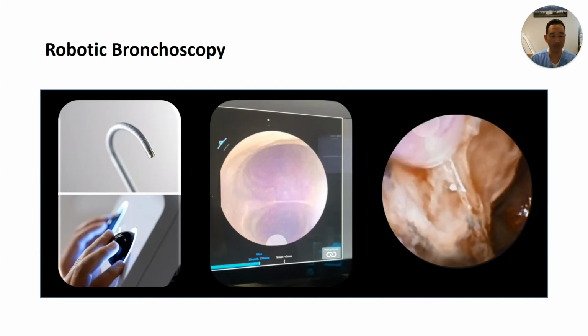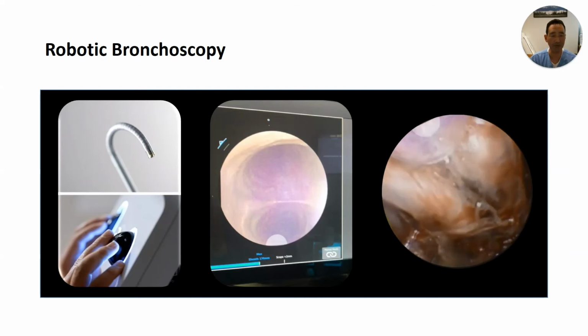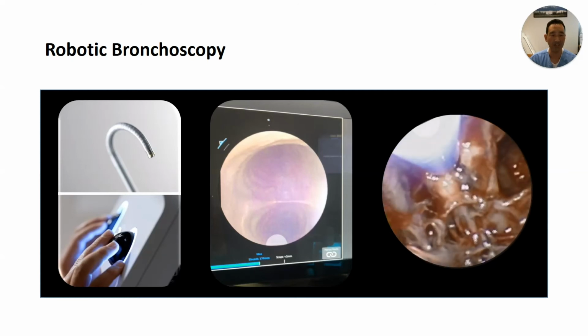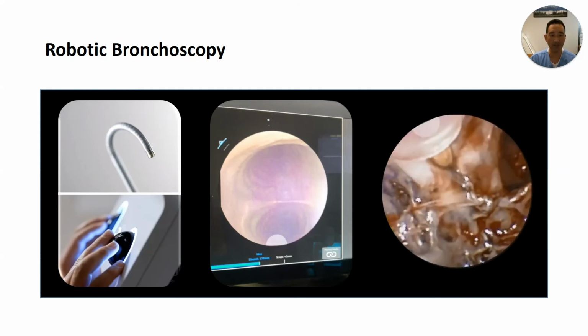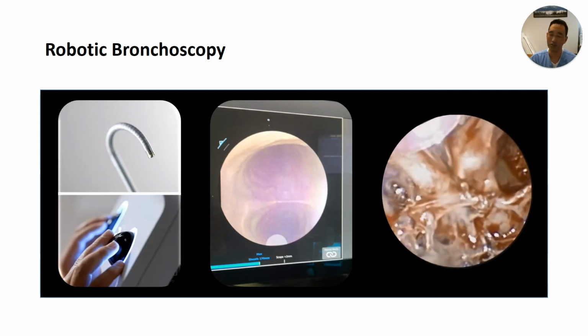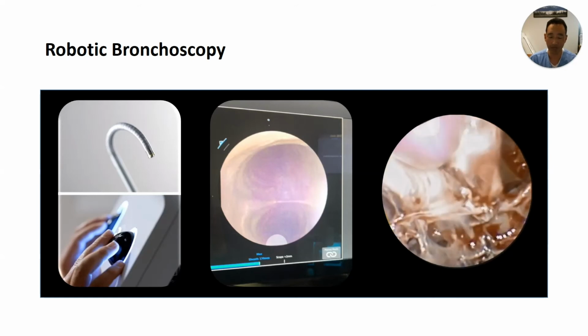And here's a video example on the right where you can see just how fine that control is of that distal tip. And this really allows us to target the lesions that we could traditionally get close to, but may not be able to successfully biopsy.